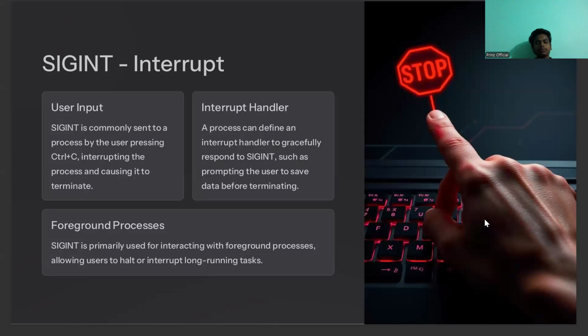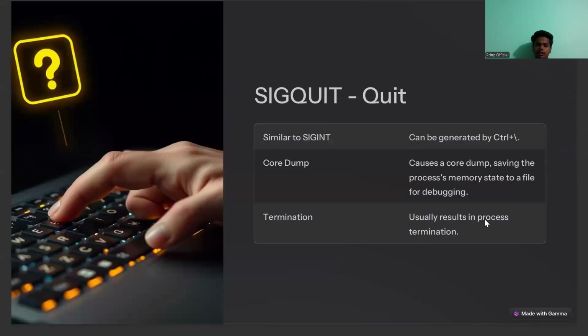SIGINT, interrupt. User input. SIGINT is commonly sent to a process by the user pressing Ctrl plus C, interrupting the process and causing it to terminate. Interrupt handler. A process can define an interrupt handler to gracefully respond to SIGINT, such as prompting the user to save data before terminating. Foreground processes. SIGINT is primarily used for interacting with foreground processes, allowing users to halt or interrupt long-running tasks.